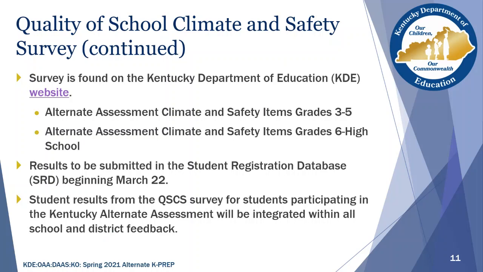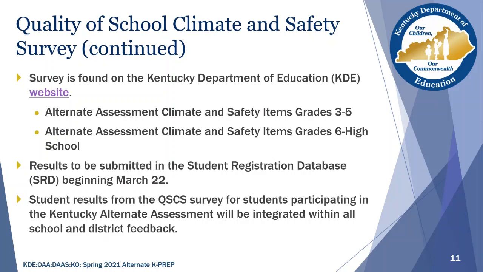The survey questions are found on the Kentucky Department of Education website. To access, you will go to the Assessment Accountability page and select Accountability from the drop-down menu. There you will select Quality of School Climate and Safety. Once that page loads, there will be two documents. One will be specifically for students in grades 3 through 5, and the other for students in grades 6 through high school. The survey must be administered before the administration of the attainment task begins.